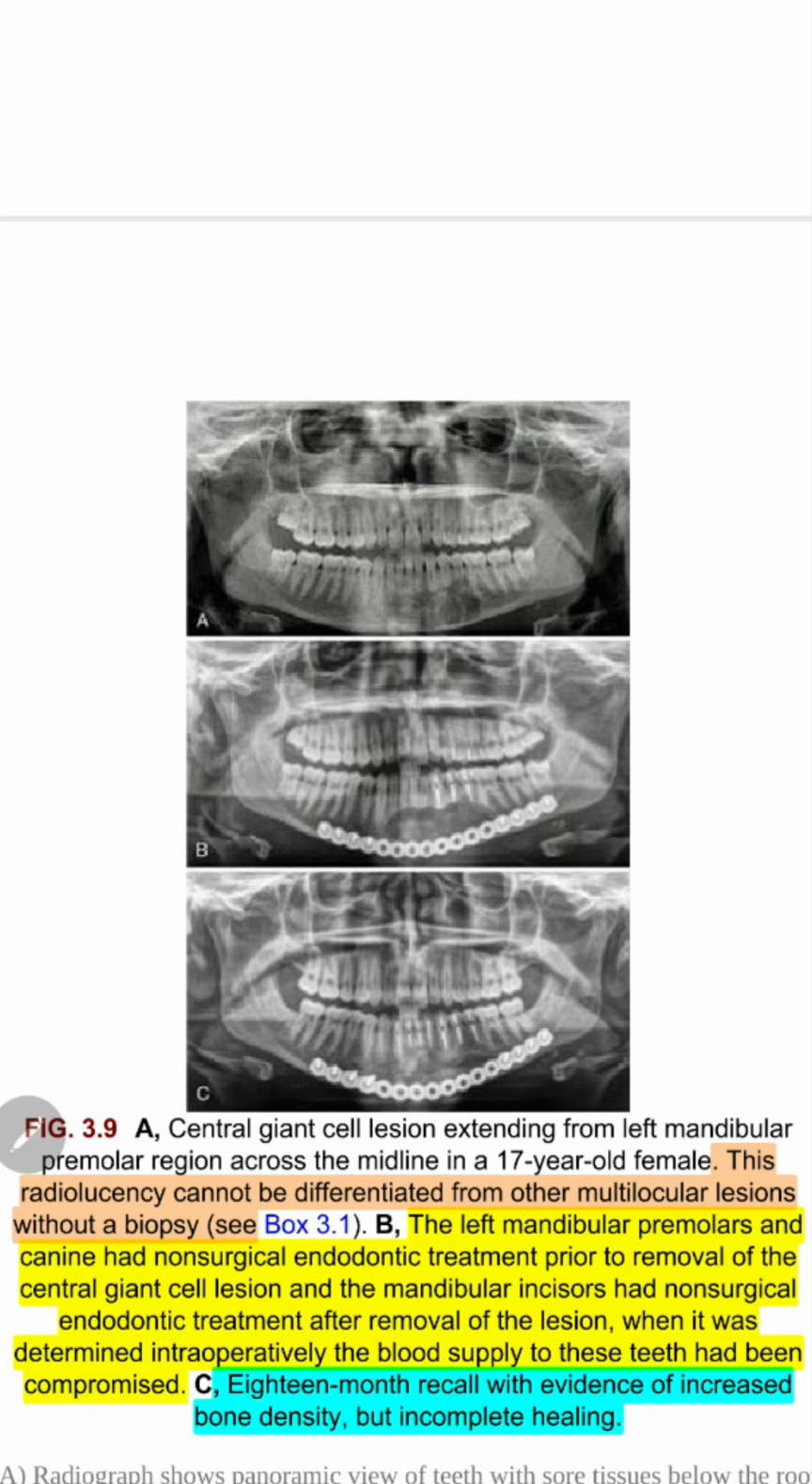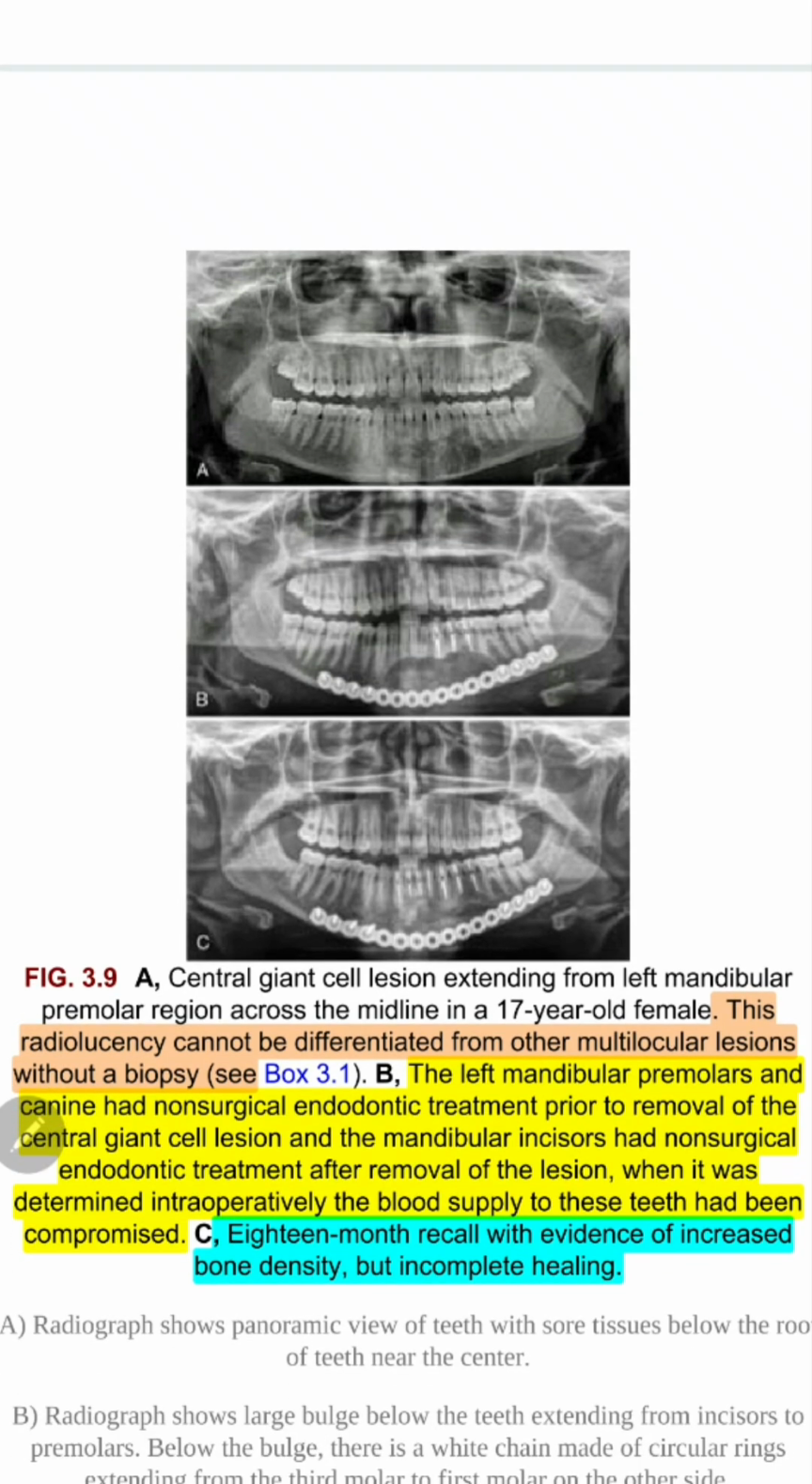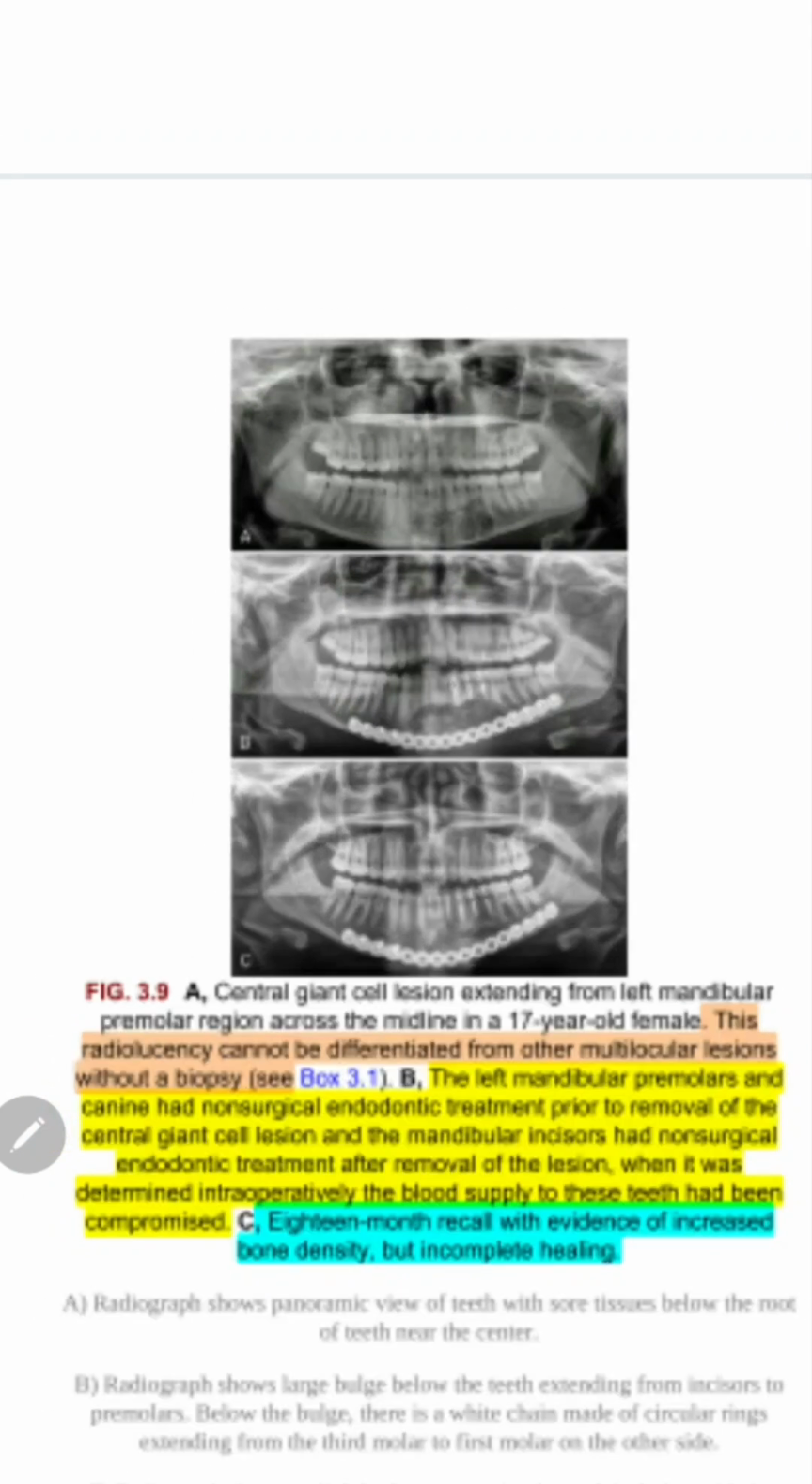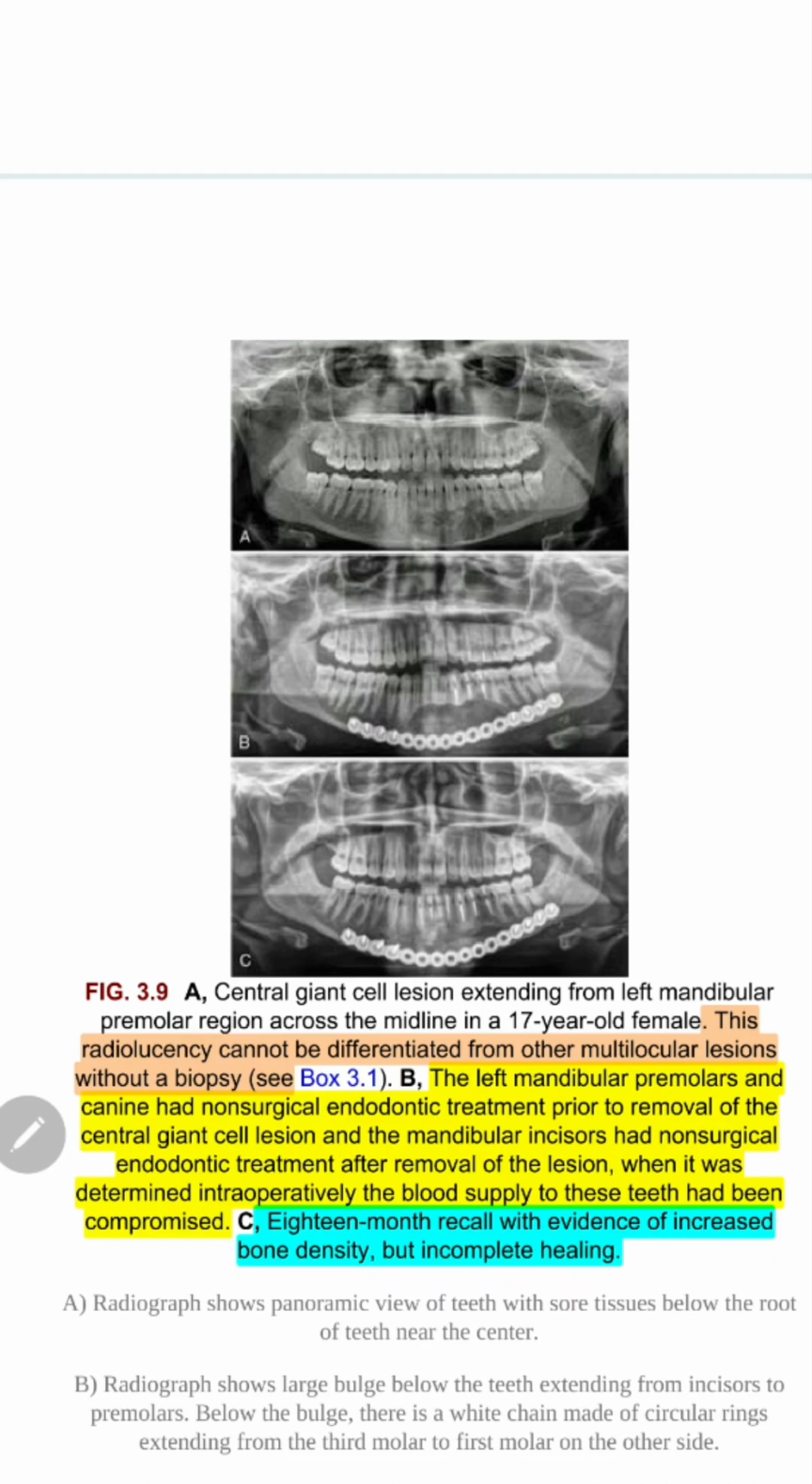The left mandibular premolars and canine had non-surgical endodontic treatment prior to removal of the central giant cell lesion. But when the removal happened, the blood supply of these teeth was compromised, so root canal treatment was recommended for these teeth. At the 18-month recall there was evidence of increased bone density but not complete healing.